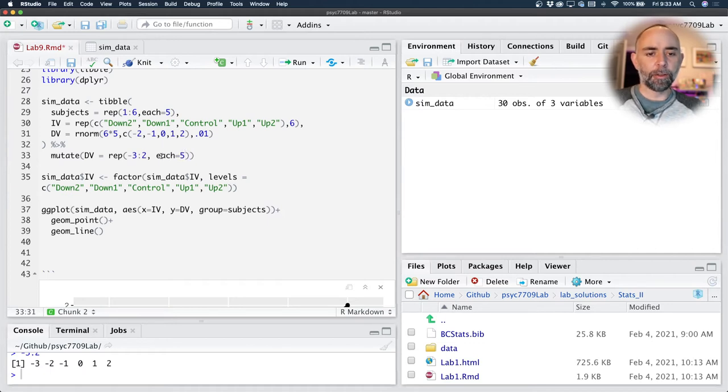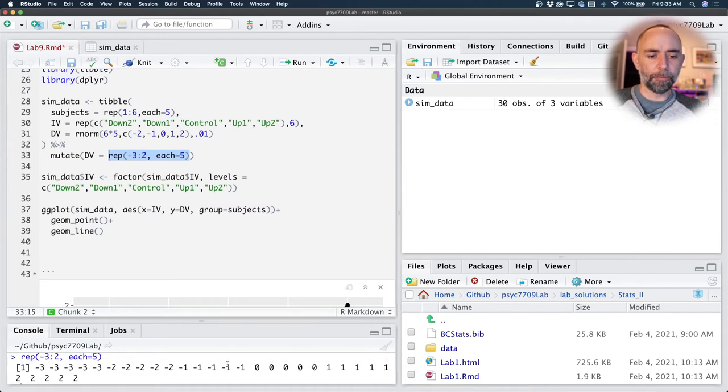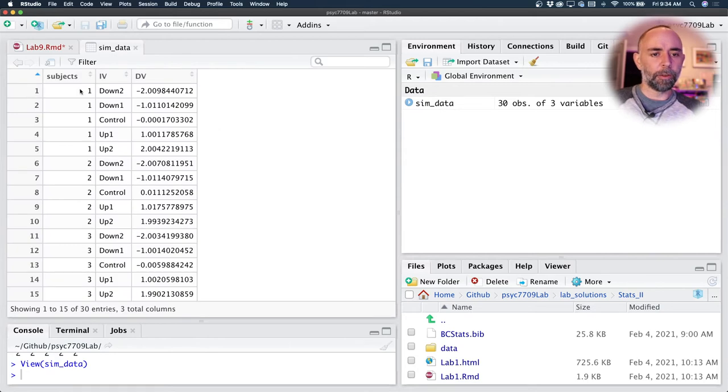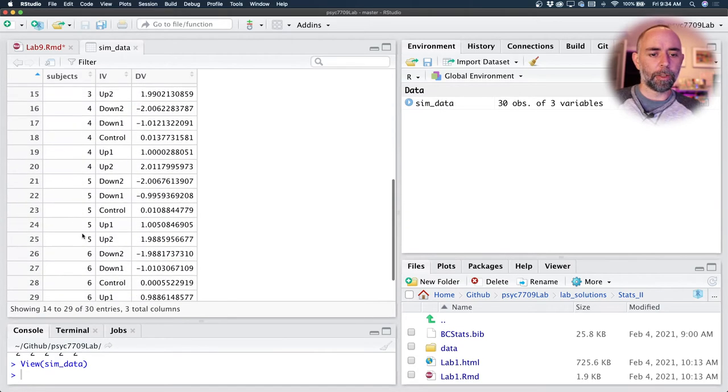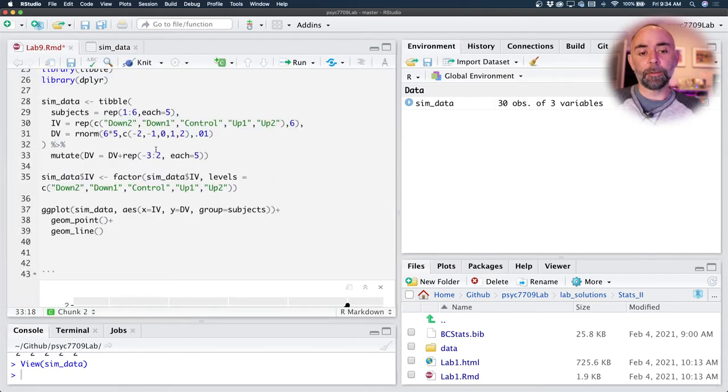If I say I want to repeat each of those numbers five times, we get a sequence like this. What I'm imagining is taking the original values in DV and adding these constants to them. Now, how am I doing it? So subjects 1, 2, 3, 4, 5, 6. The way I talked about it was it's going to be in reverse, going from 2 to negative 3, let's say. We can add that in.